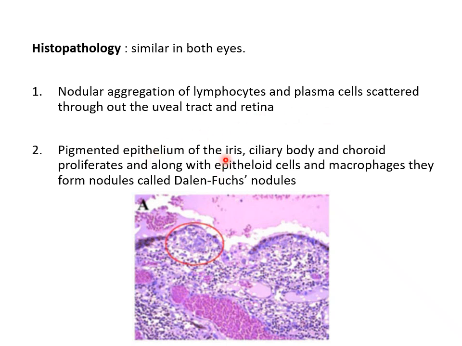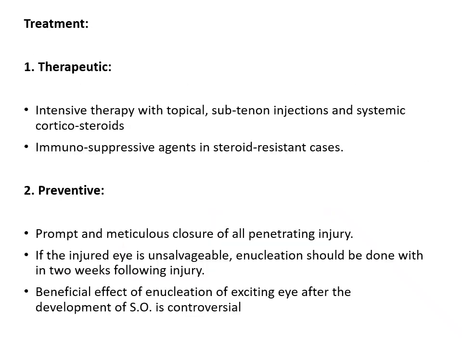Now, pigmented epithelium of the iris, ciliary body and choroid proliferates and along with epithelioid cells, which are basically modified macrophages, and normal macrophages, they form these nodules, right? So this is basically a nodular aggregate of these cells along with the pigmentary epithelium of the iris, ciliary body and choroid. And these are known as the Dalen-Fuchs nodules.